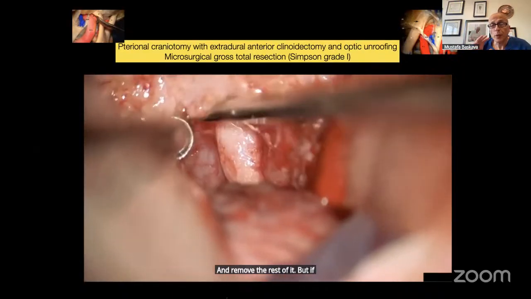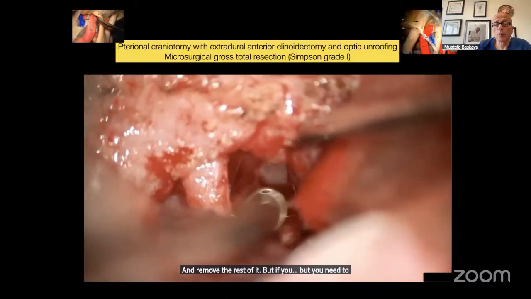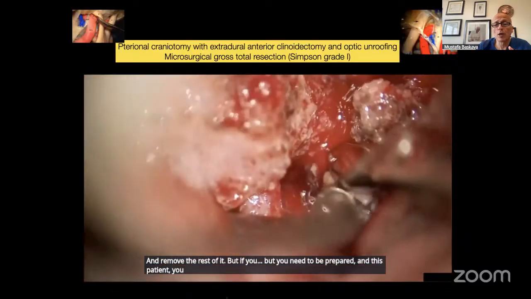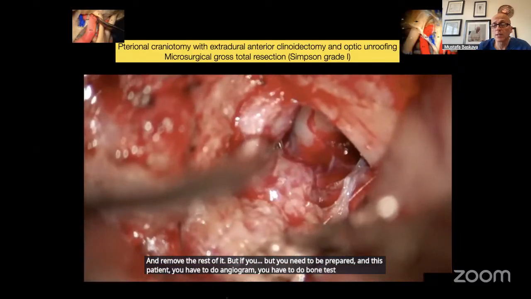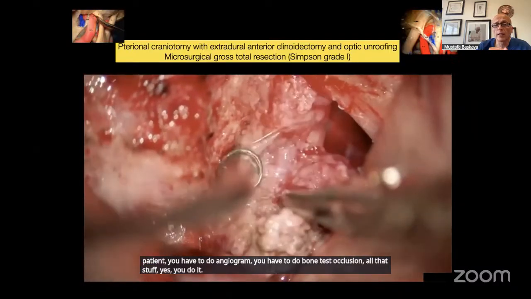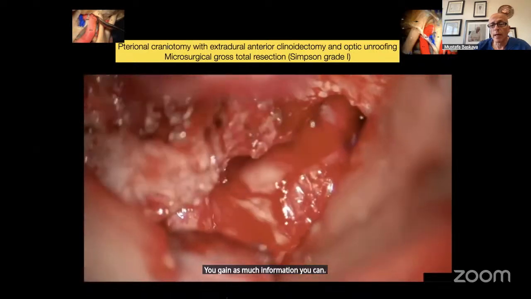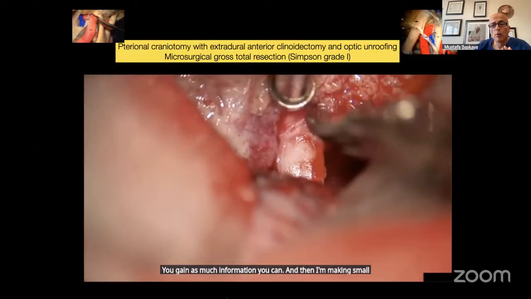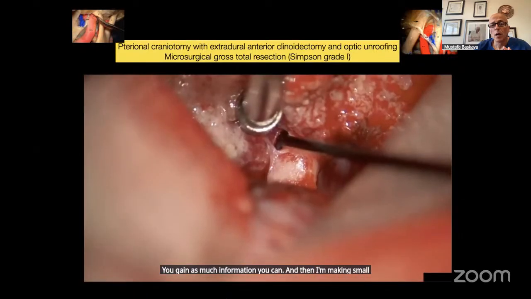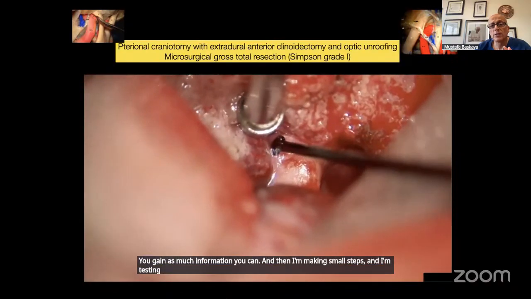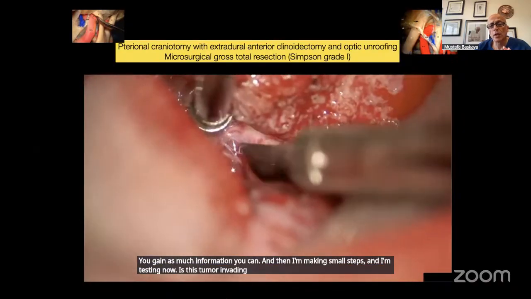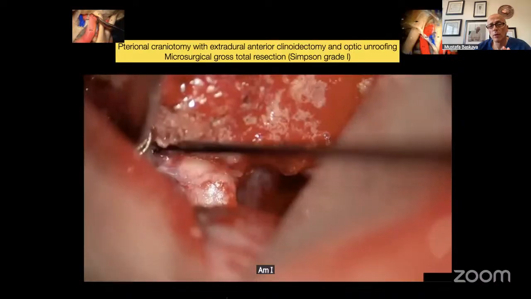But you need to be prepared. In this patient, you have to do angiogram, you have to do balloon test occlusion, all that stuff. Yes, you do it. You gain as much information as you can. And then I'm making small steps and I'm testing now. Is this tumor invading the adventitia? Am I going to have trouble now?